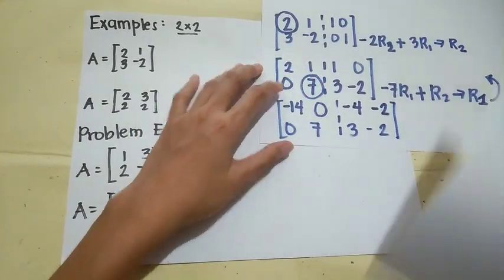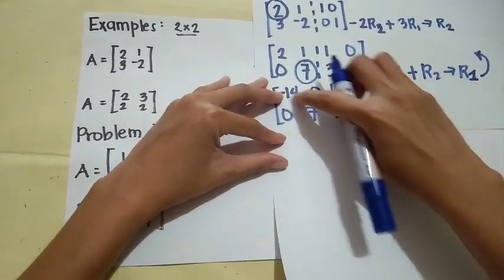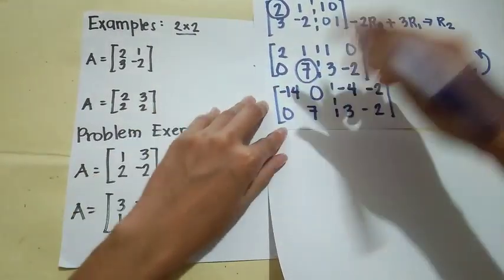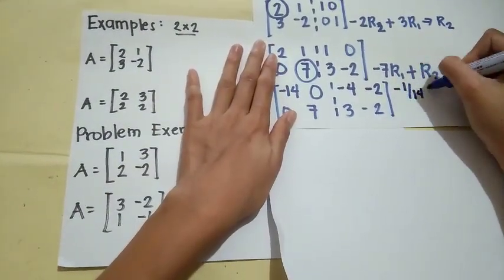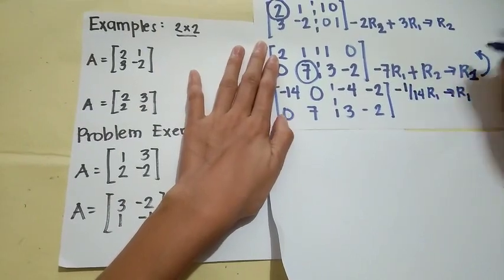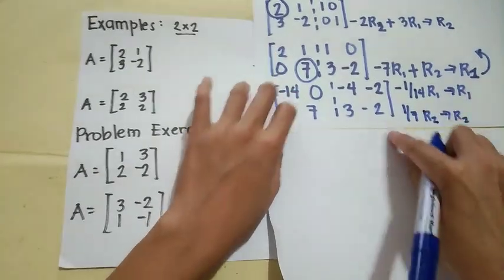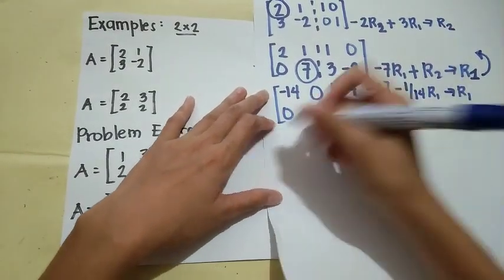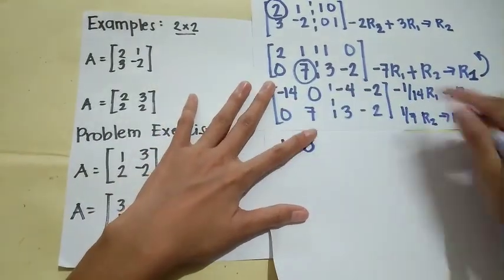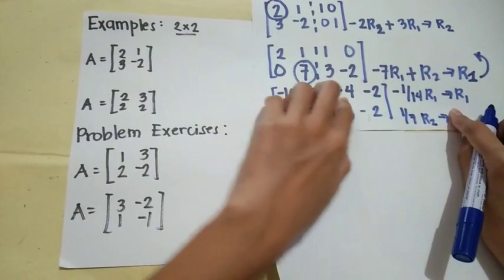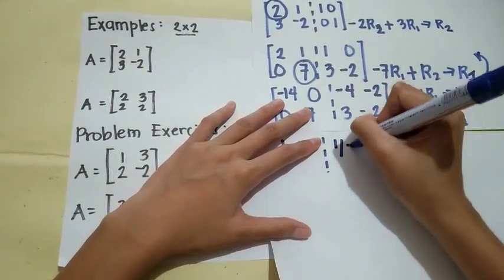Next, we have here negative 14. Since this is a diagonal problem, we now have negative 1 over 14 R1 to R1. And then this one here is 1, 7, R2 to R2. Negative 14 times negative 114 is 1. Negative 114, 0 still. And then this one, negative 4 times negative 14, the lowest term, we have 1, 7.